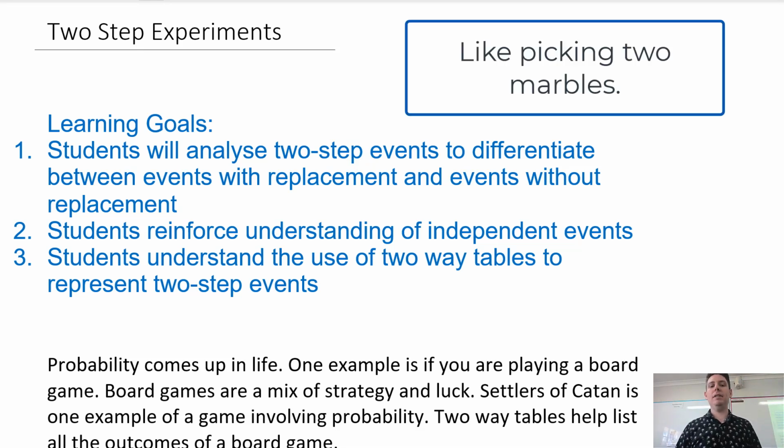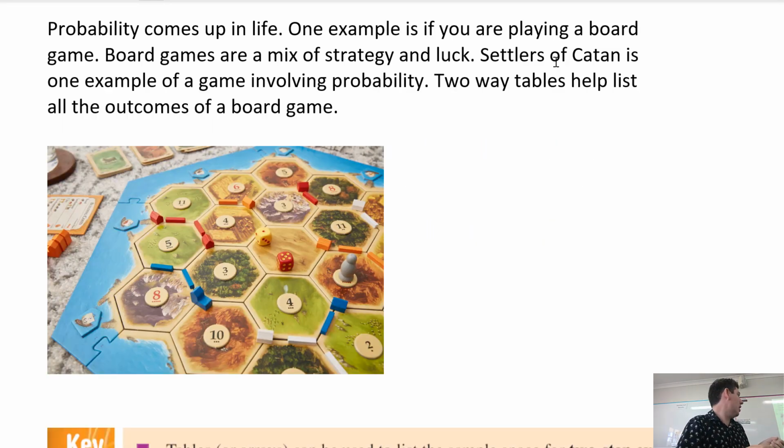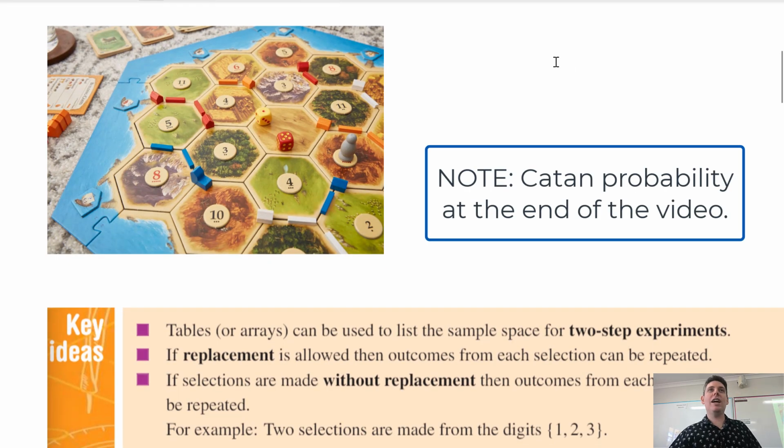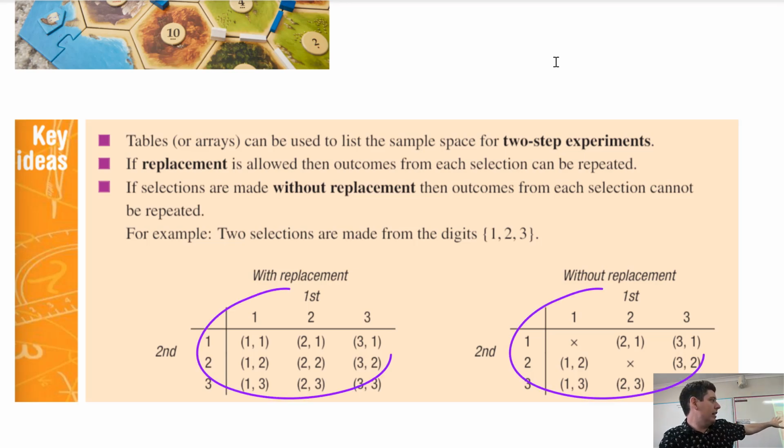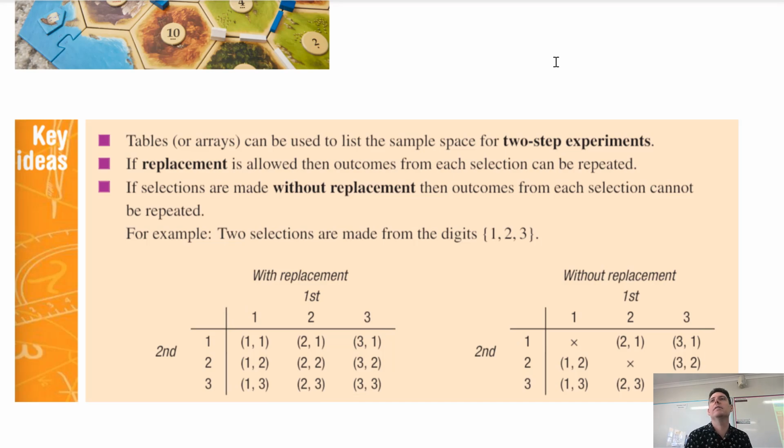Two things, right? So basically today is all about board games. Here's a nice picture. Settlers of Catan. If you ever get the chance, why not have a go? And here's basically the info you need to know. I've already said it and I'm going to say it again in the examples. We use these tables here to do the sample space for the two-step experiments.